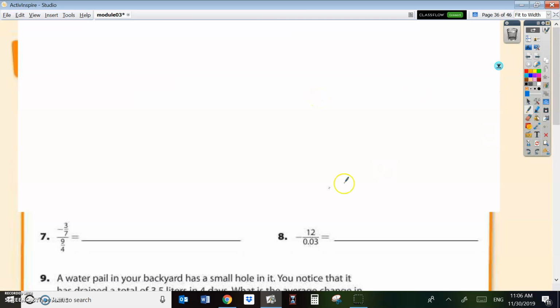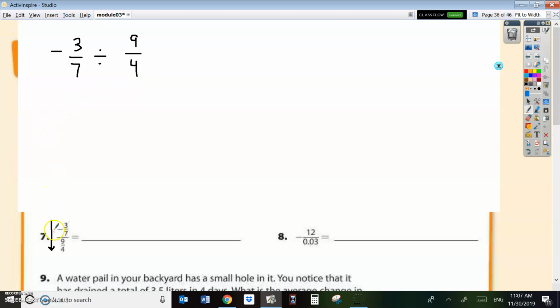So let's look at this problem here. This is a fraction that is complex because it has a fraction inside a fraction. It's written vertically, so rewrite it horizontally and make it simple. Negative 3 over 7 divided by 9 over 4.